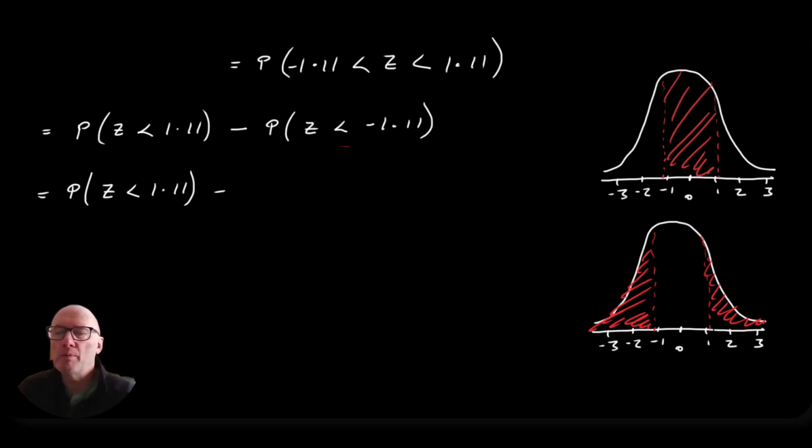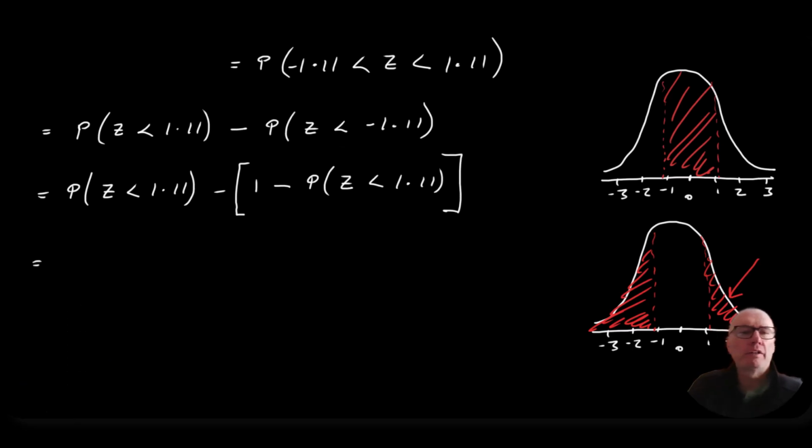Now we can look up 1.11 in our tables. But the problem with that is it'll give us the probability of being down in this part of the graph here. So what we've got to do is subtract that from 1 to give us the area that we're looking for, this area here. So let's do that. I'll just put this in a bigger bracket here. We need 1 minus the probability that z is less than plus 1.11. Okay, so now let's just take away this big square bracket here. We've got the probability of z less than 1.11 minus 1 plus the probability z is less than 1.11.